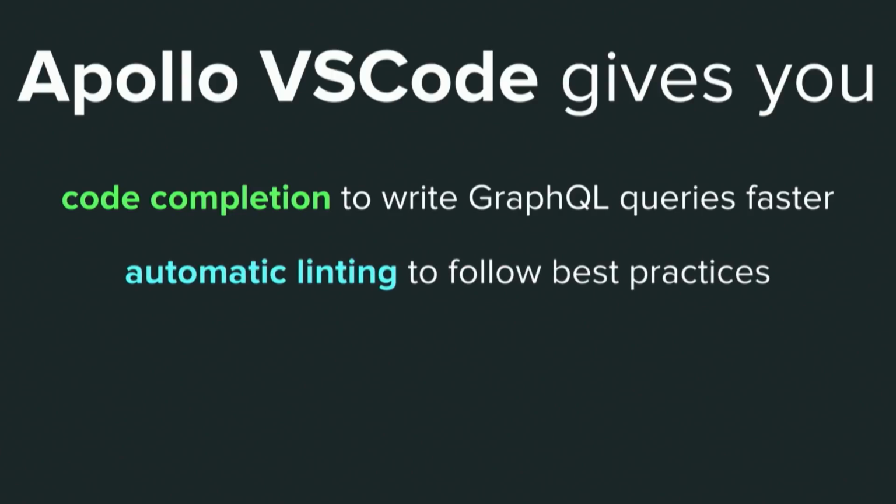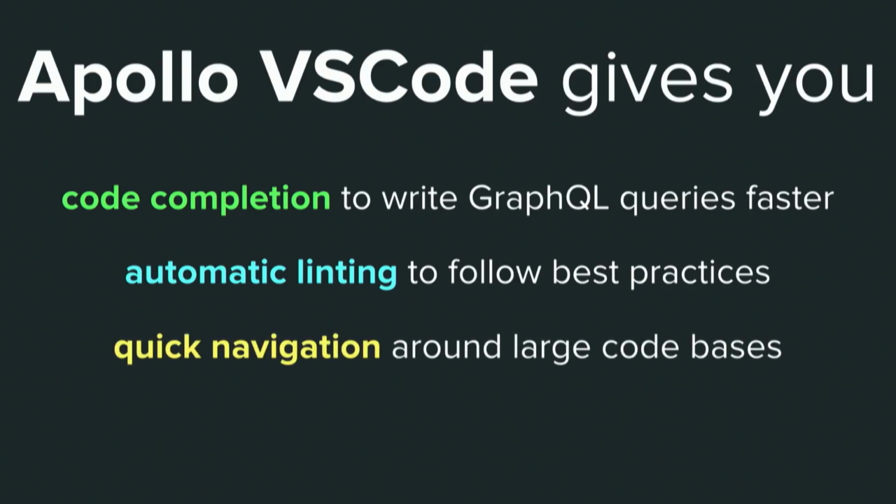We give you automatic linting. So as we'll see in a bit, Apollo VS Code is actually built upon the foundations provided by Apollo CodeGen and Apollo CLI. So any type of GraphQL linting that you have in those tools automatically comes over to the IDE integration.